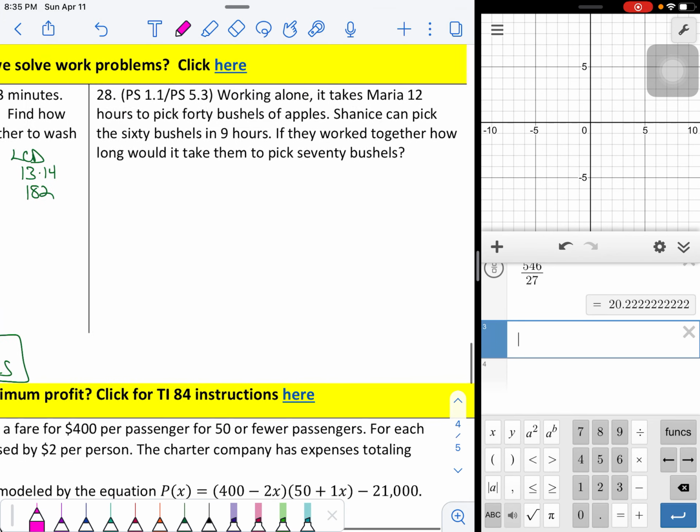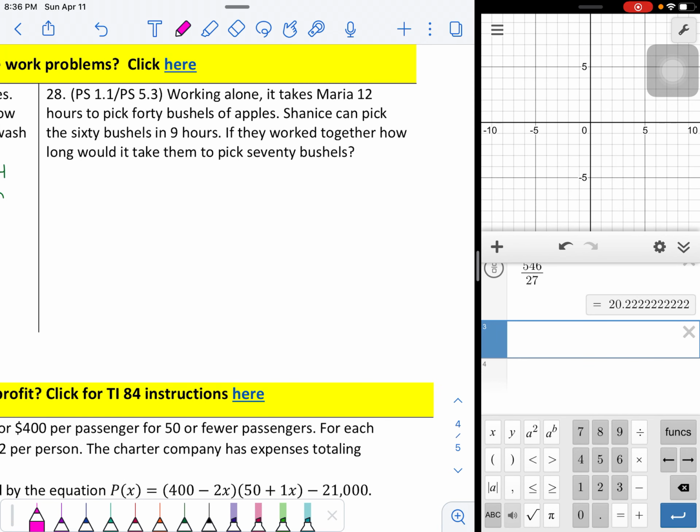All right, I'm going to go ahead and slide over to number 28. Working alone, it takes, okay, so we've got Maria. It helps if I actually spell names correctly. All right, so Maria plus Shanice, and we're going to work together to get a total here.